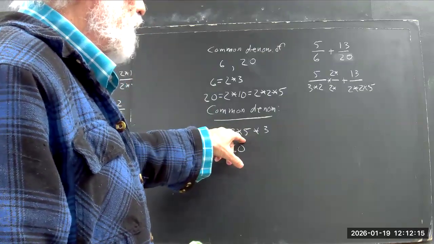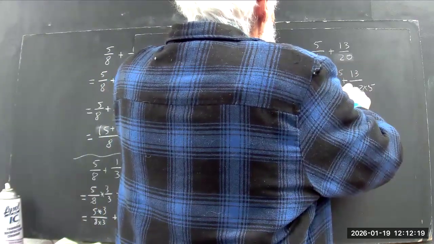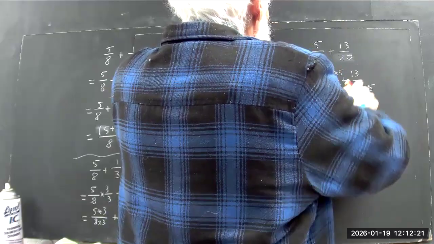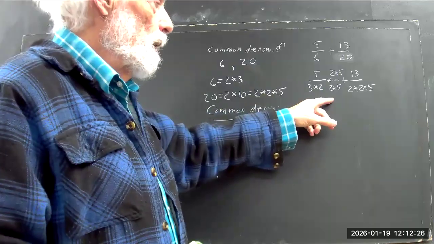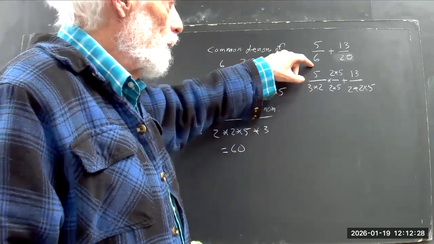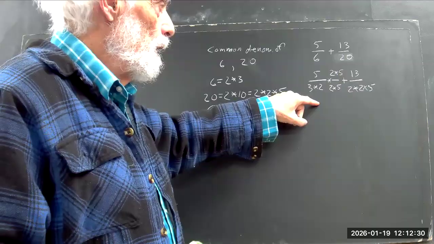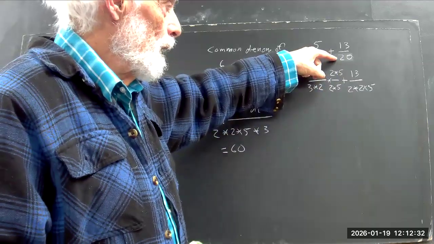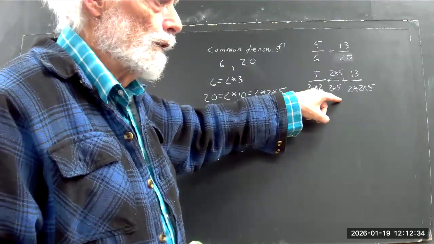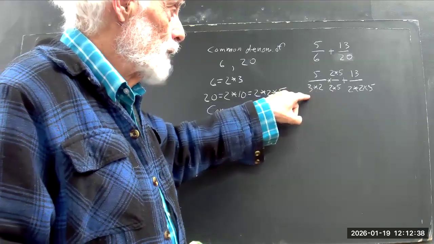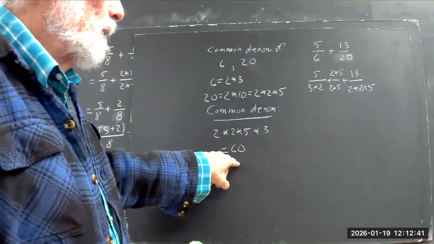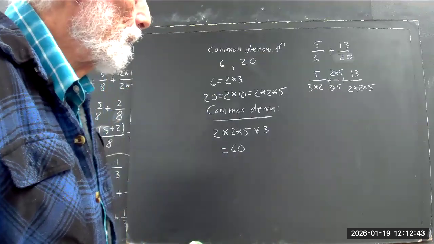I'm going to need a 5 as well. And so there it is. Now when I multiply this first fraction out, 5/3 times 2 multiplied by 2 times 5 over 2 times 5, it's going to come out with this common denominator, which multiplies out to 60.